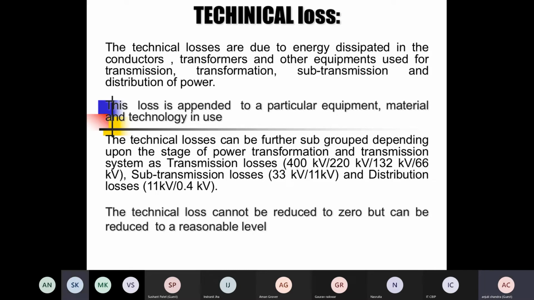You know, there are so many ways of making a transformer. The kind of loading we have is different for each transformer. The maker is different, so he uses different materials. So every equipment, though it may be a transformer or it may be a line, has different losses.